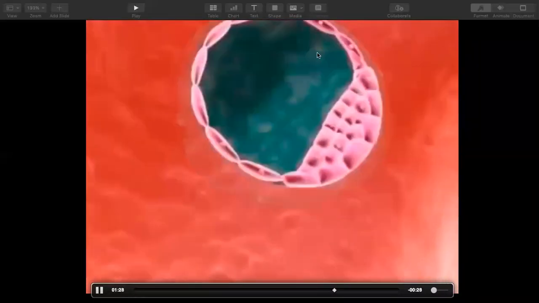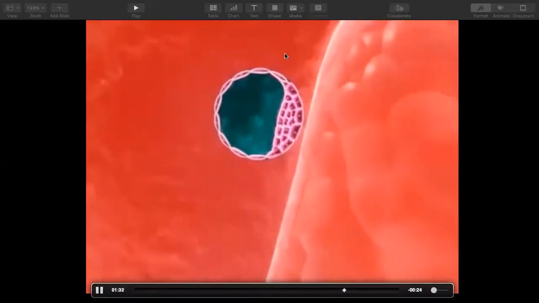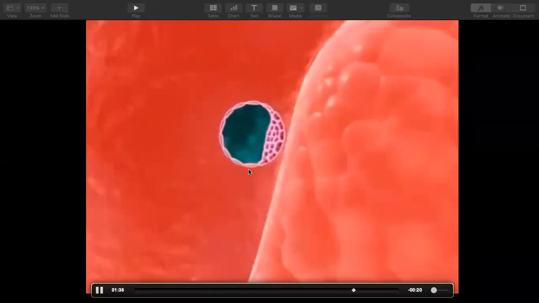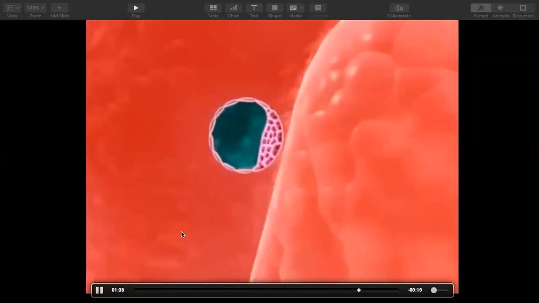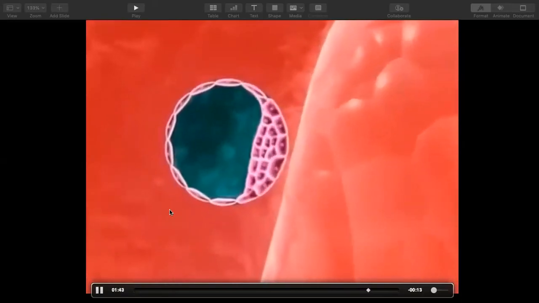Okay, zona pellucida is still intact. By 7th to 9th day, there will be hatching of the zona pellucida. That hatching is facilitated by the uterine environment too. The uterine acidic environment facilitates the hatching of zona pellucida.